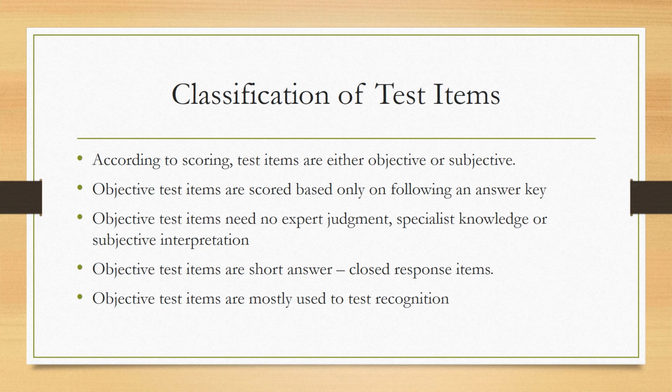If we start with the objective test items, we can see that they are called objective because their scoring is based only on an answer key. So for each objective test item, there should be one correct answer, one key answer, according to which the scorer is going to give either a mark or 0.